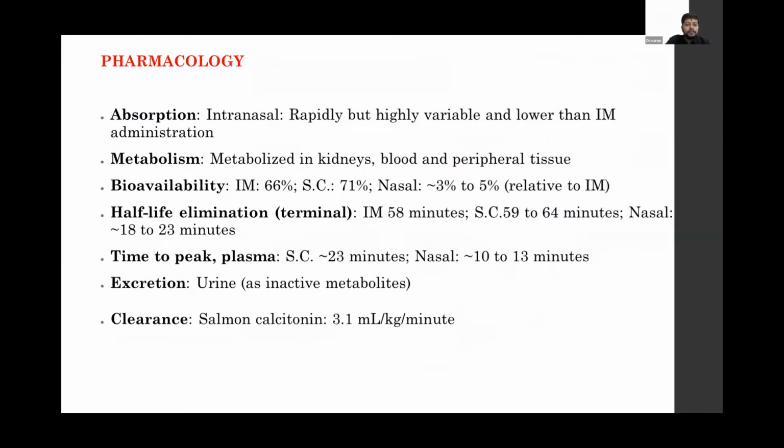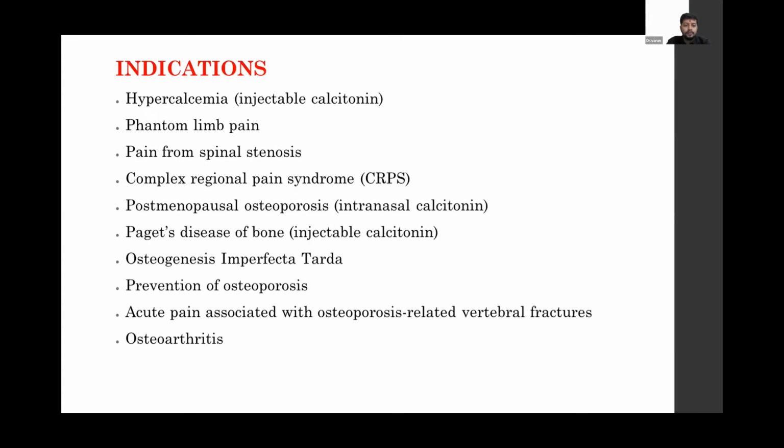Pharmacology of calcitonin: absorption intranasal is rapid but highly variable and lower than intramuscular administration. It is metabolized by the kidney, blood, and peripheral tissue. Bioavailability is 66% for intramuscular and 71% for subcutaneous. Half-life elimination is 58 minutes for intramuscular and 59 to 64 minutes for subcutaneous. Time to peak plasma concentration is 23 minutes for intramuscular, and 10 to 13 minutes for subcutaneous and nasal routes. Excretion is by urine, and clearance for salmon calcitonin is 3.1 ml per kg per minute.